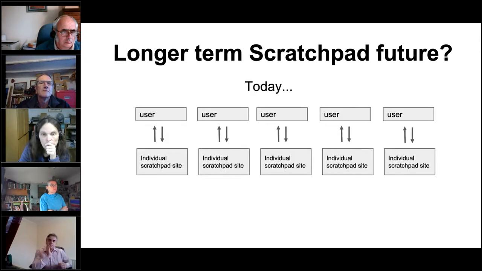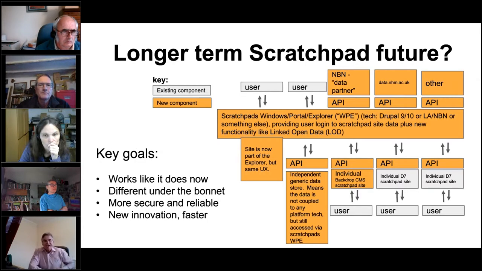So just to give you a flavour of some things, there are a couple of technical diagrams here. The way I see Scratchpads, from what I've seen, is you've got lots of individual sites, and you've got users of them, and then this is a diagram that builds upon that. It's quite a bit different there, and the things in a deep yellow goldy color are the new things.